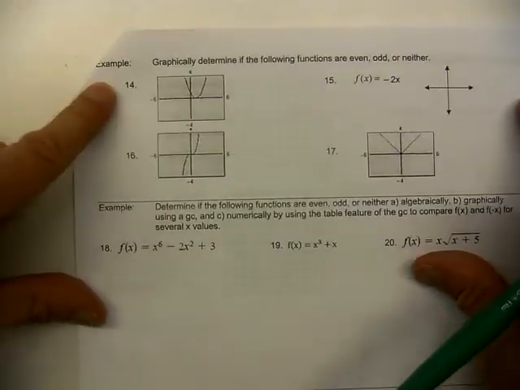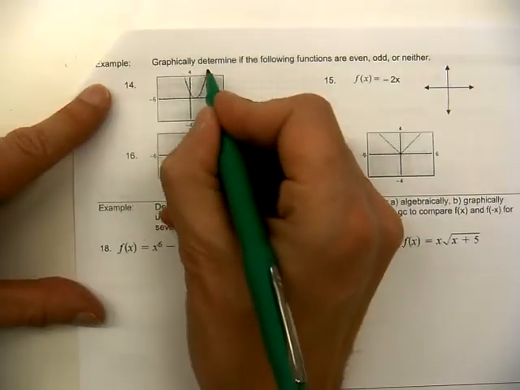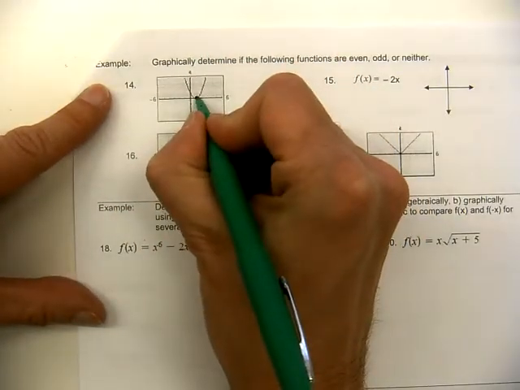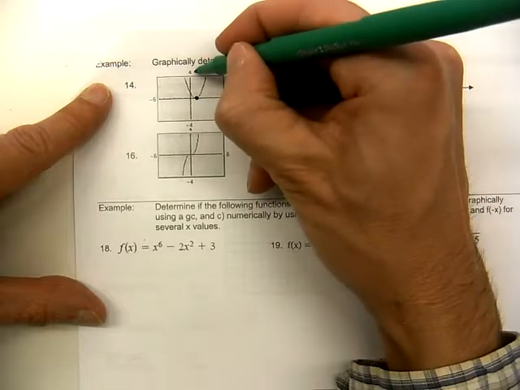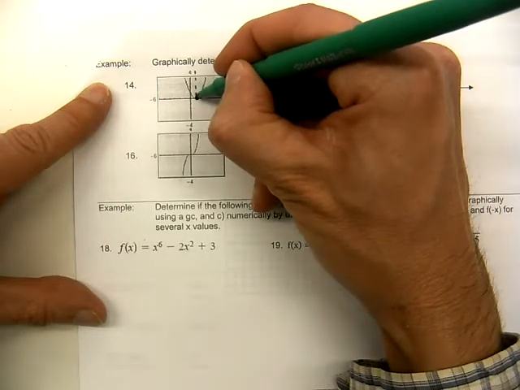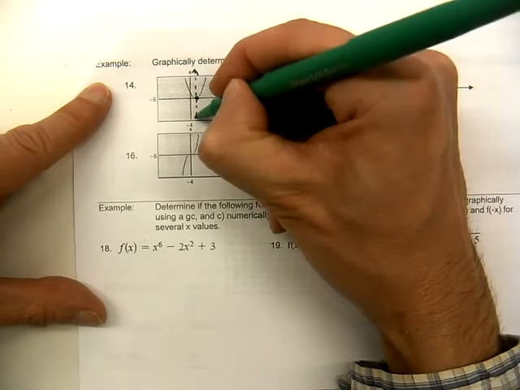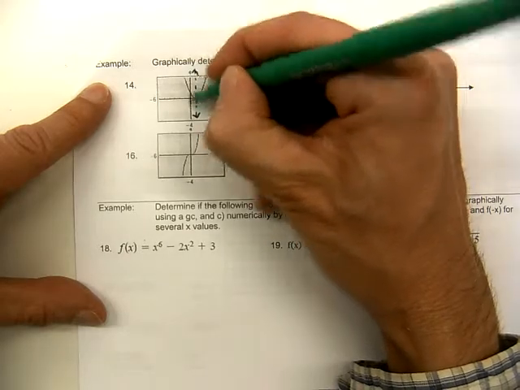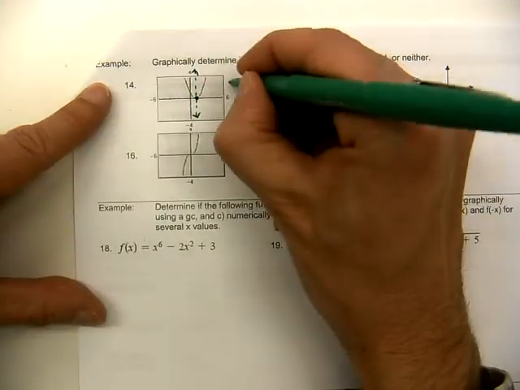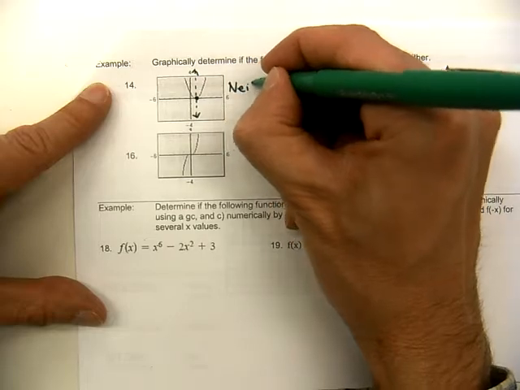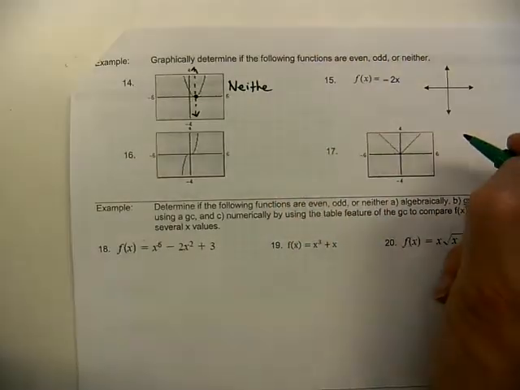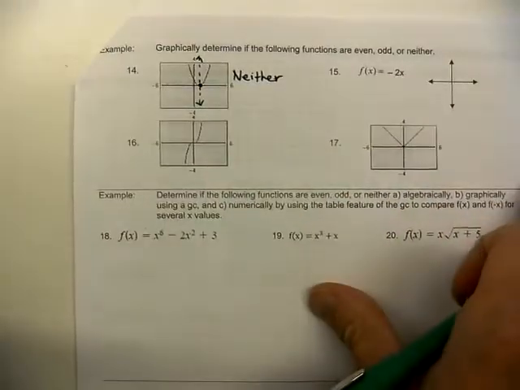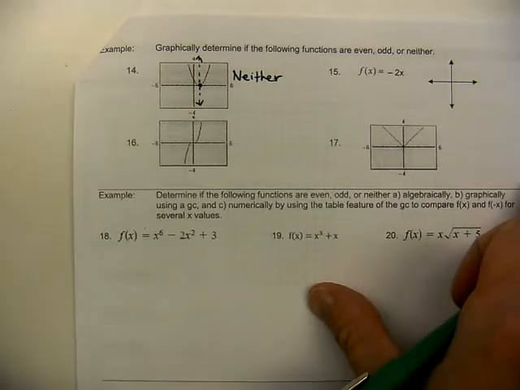So going to the top of the next page, here we have number 14. We have a parabola again. First, find the vertex. There it is. That means our line of symmetry has to go through that vertex, and we ask the question, is that line of symmetry on the y-axis? No, it is not. So this is neither. It's neither even nor odd. It is not even because it is not on the y-axis.